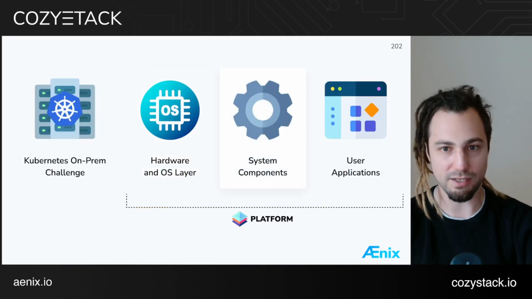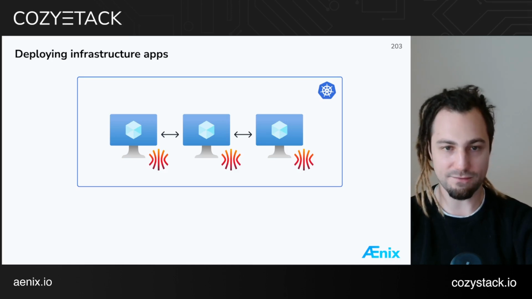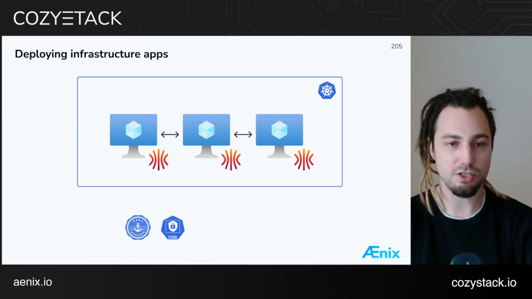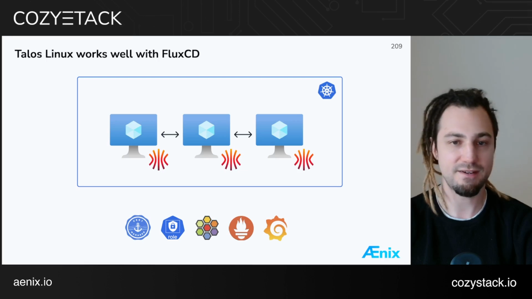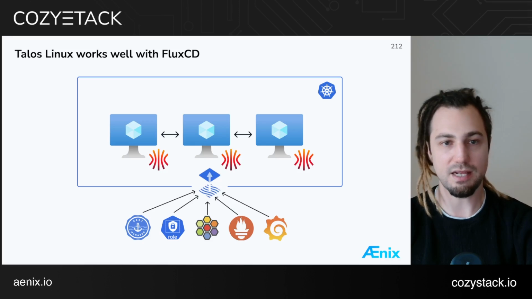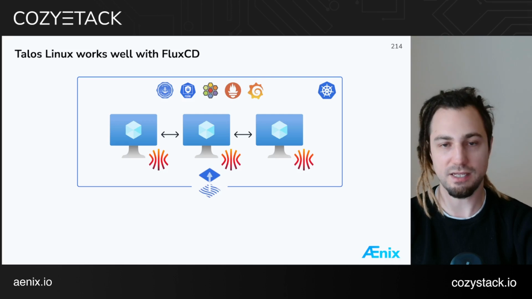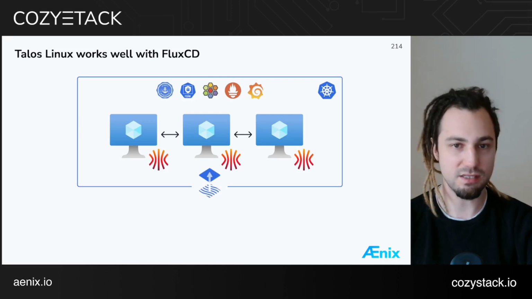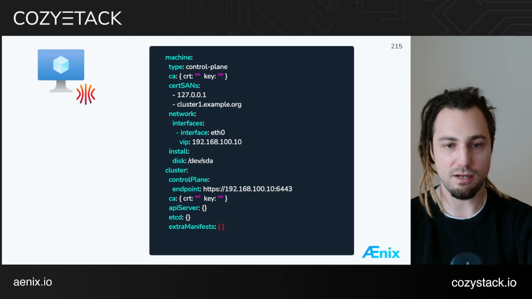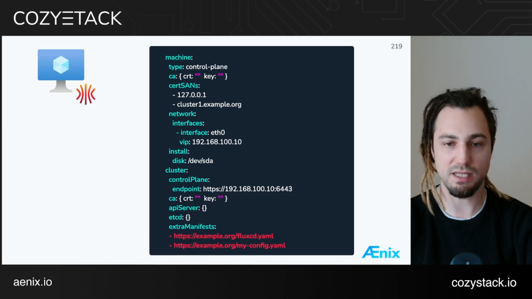Actually, system components, how we deliver our system components. So usually if you have some system components, such as cert manager, rollbar, access control, CNI, monitoring stuff, all of these things can be delivered using Fluxity, and Talos Linux works very well with Fluxity. So Fluxity can take your Helm charts and just simply install them on your cluster. Even in Talos Linux configuration, you can specify extra manifests which should be applied to your cluster.